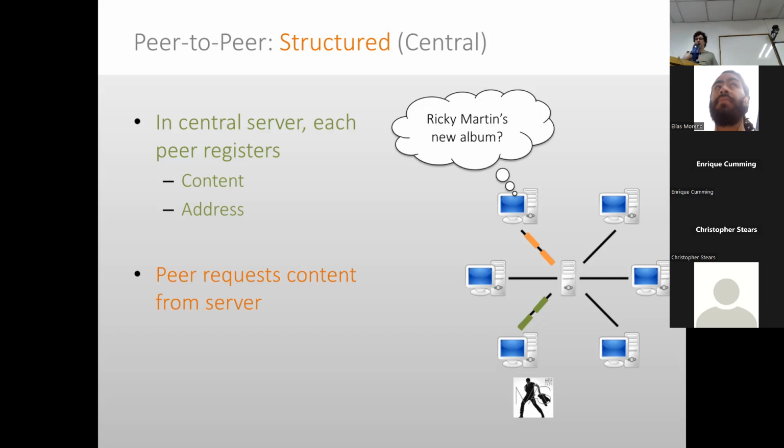So if I want Ricky Martin's new album, I ask the central server, the central directory. Hey, I want this. What can the central server tell me? It can tell me directly, hey, you should talk to this other peer. So the central server can give me the address of peers that have, or claim to have, that content. And then the peers connect directly.